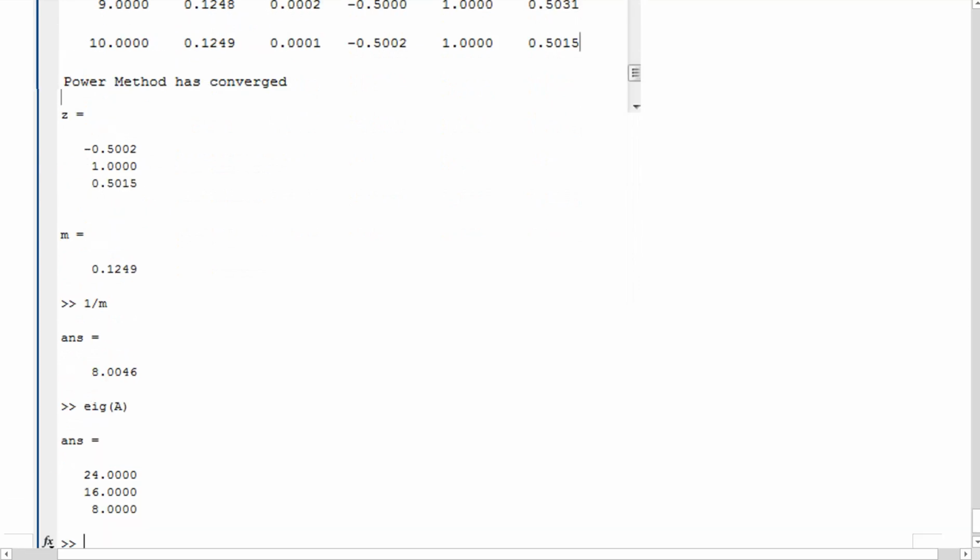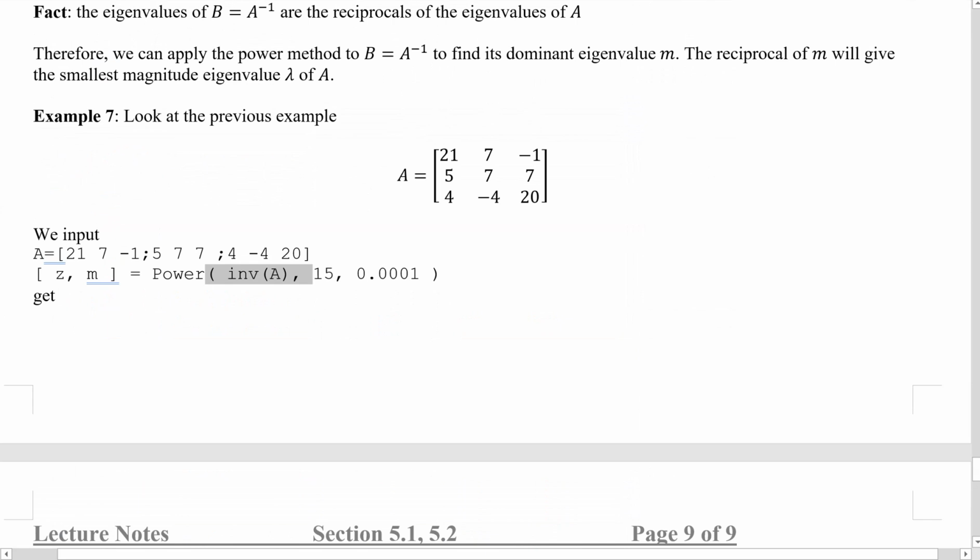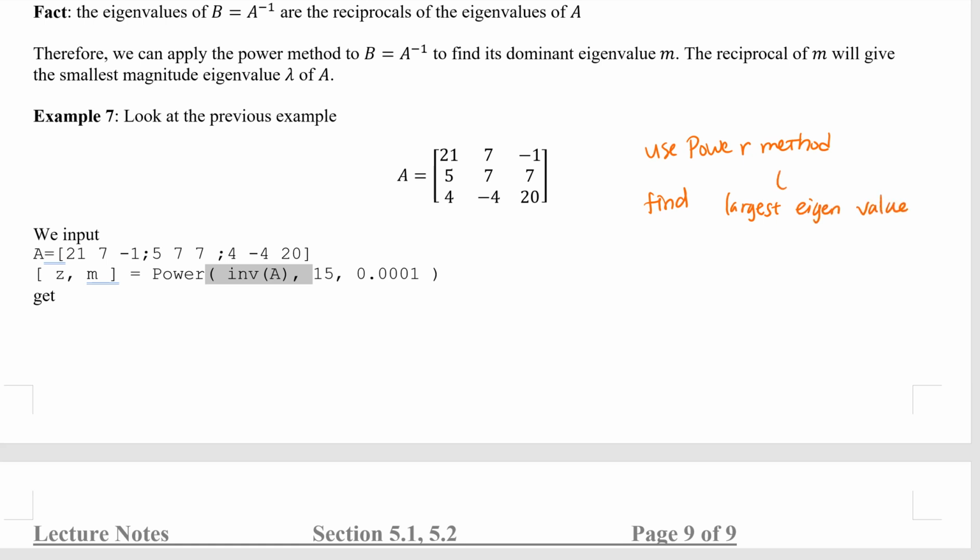So now actually using the power method, we can find the largest eigenvalue, and we can also find the smallest eigenvalue. Smallest, I mean the smallest magnitude. Let me write it down. Use the power method, we can find the largest magnitude eigenvalue, and we can also find the smallest magnitude eigenvalue and the corresponding eigenvector.